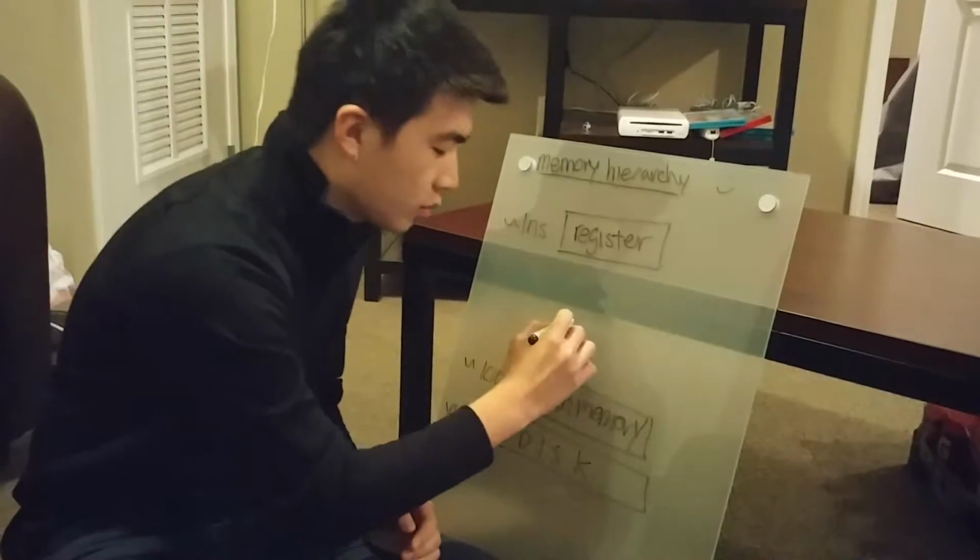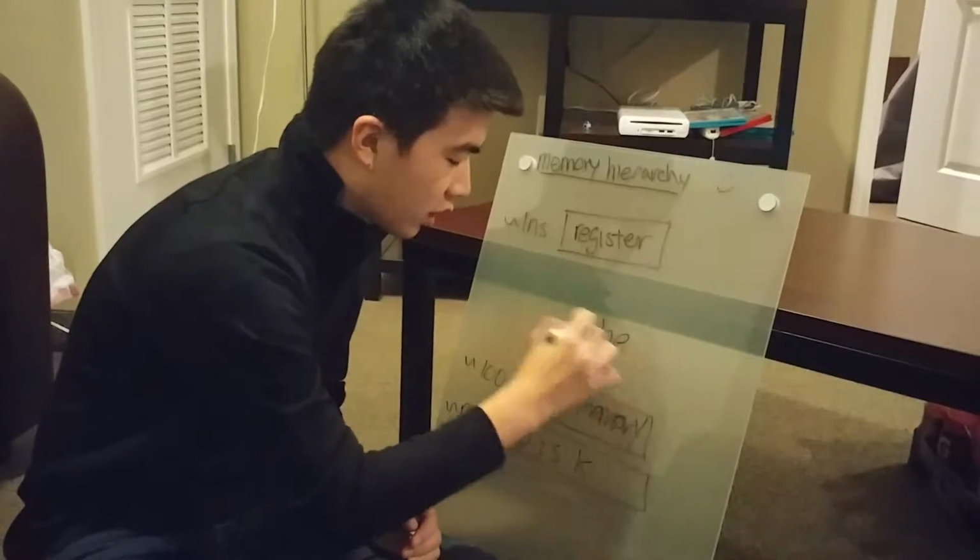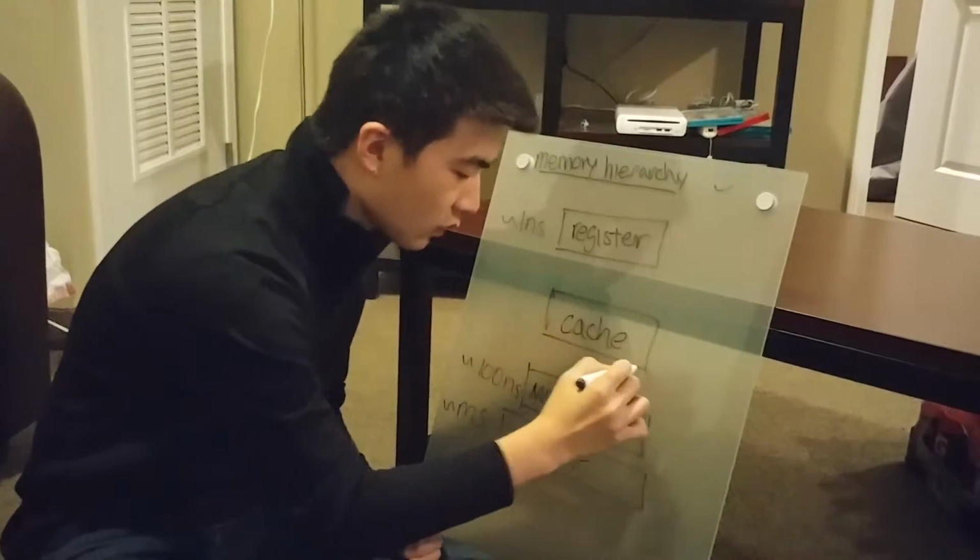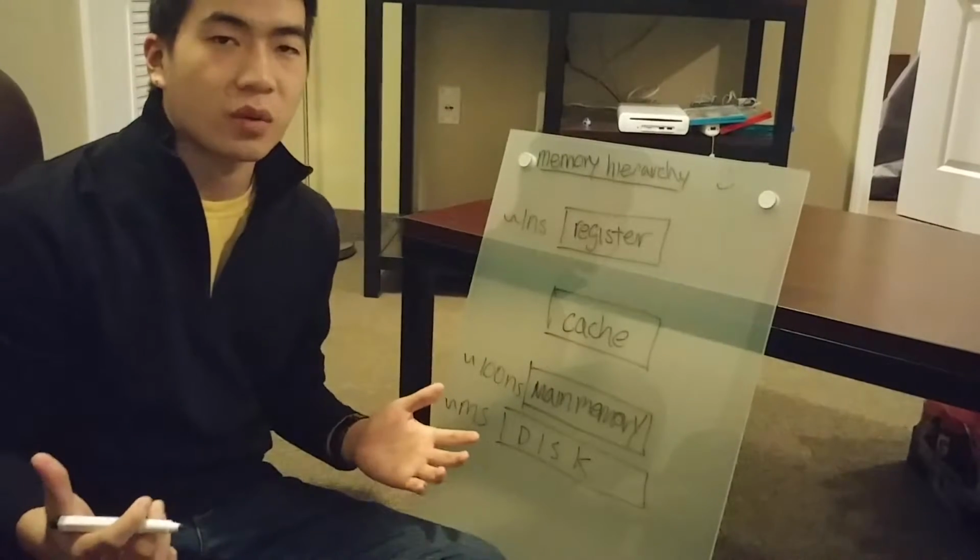So caches basically fit in between the register and the main memory. And this you can think about as your kitchen space or your countertop.